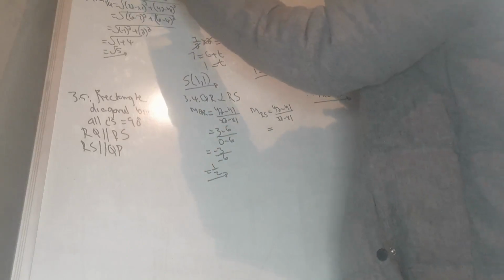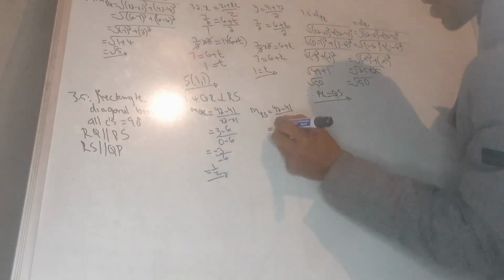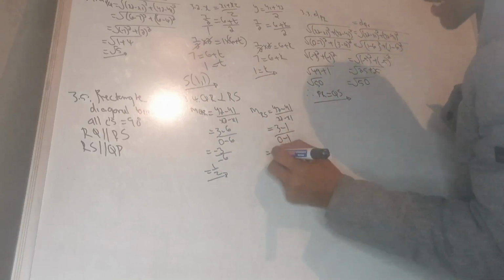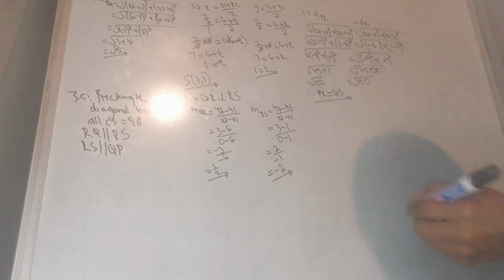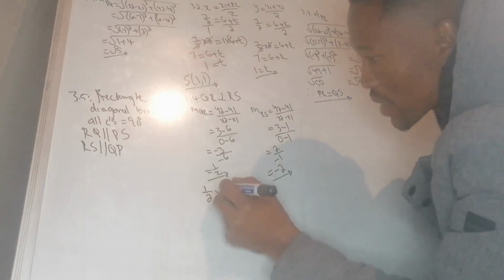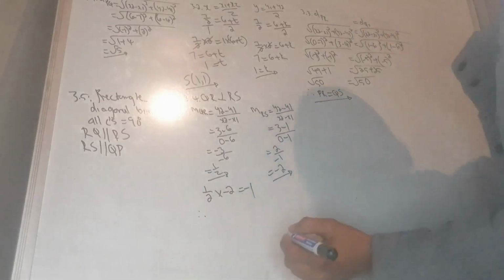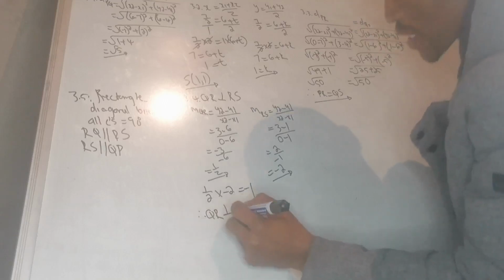For RS, I get 3 minus 1 all over 0 minus 1. This is 2 over minus 1, which is minus 2. So 1/2 multiplied by negative 2 is equal to negative 1. I get, therefore, QR is perpendicular to RS.